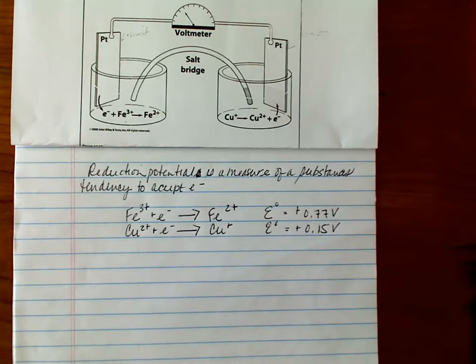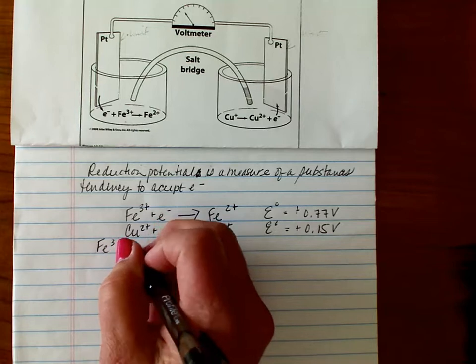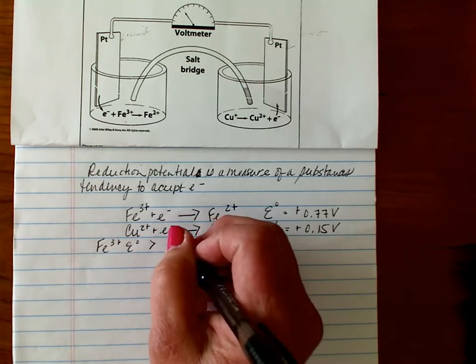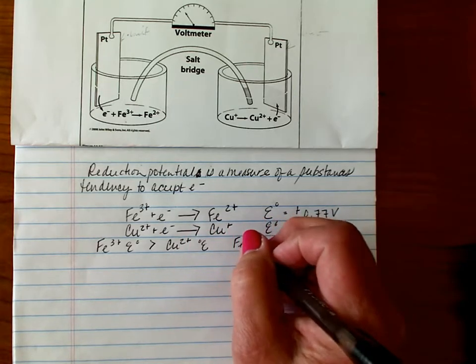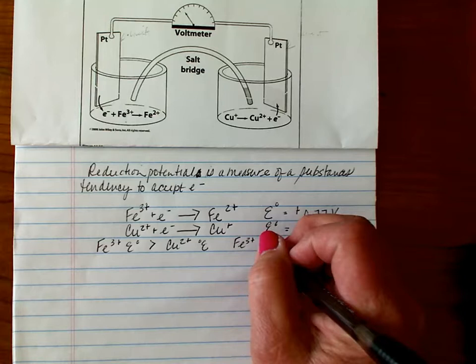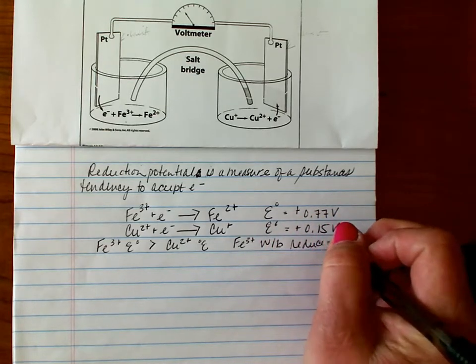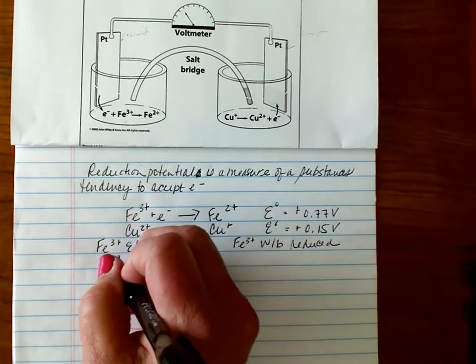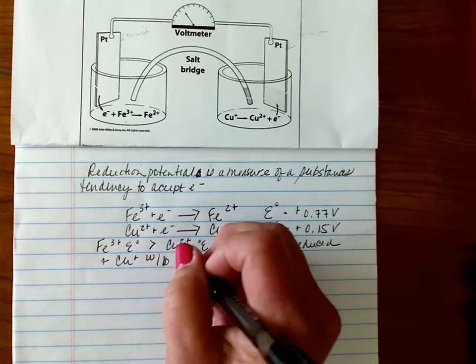So based on the size of these potentials, the fact that the E of reduction of Fe3 plus is greater than the E of reduction of copper 2 plus, Fe3 plus will be reduced, and Cu plus will be oxidized.